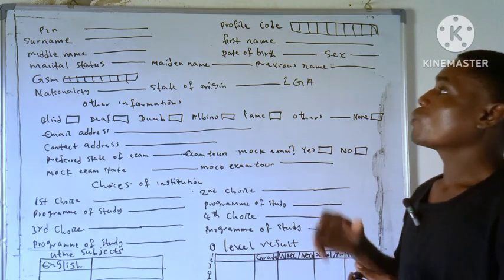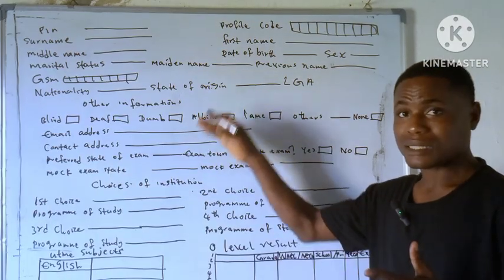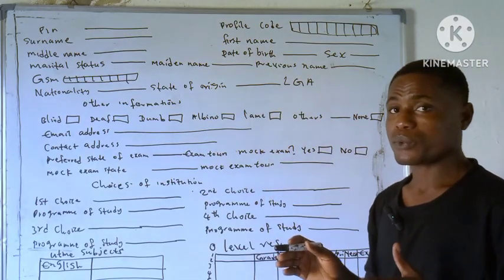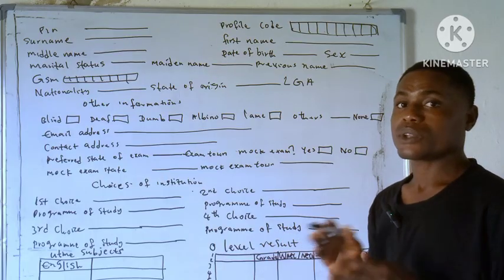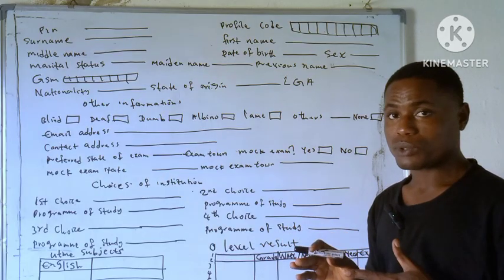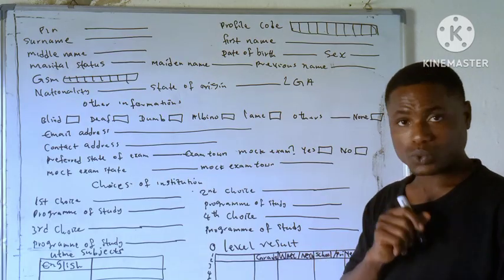So once you hold the Jamb form, this is what you will see. These are the things you will see in that form. So make sure you watch this video from the starting to the end. Don't skip any part so you won't be confused, so that on that day, once you hold the Jamb form, you know what to fill.